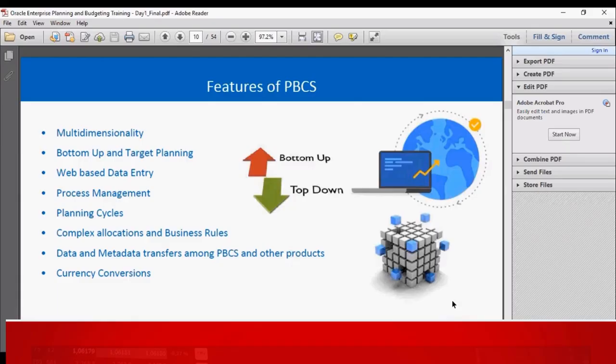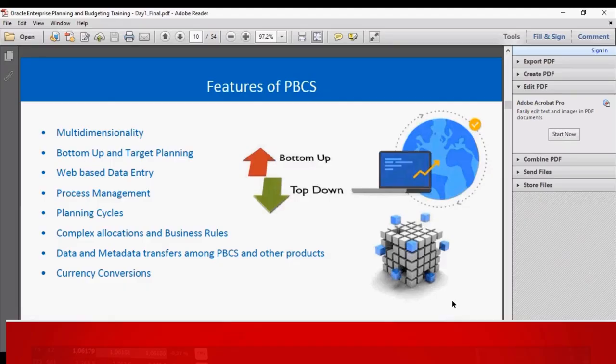The next one is data and metadata transfers between PBCS and other projects. As already mentioned, we have a tool called Data Management inbuilt in PBCS, where connections can be established with other external tools and data and metadata transfers can be done. That capability is possible through PBCS.